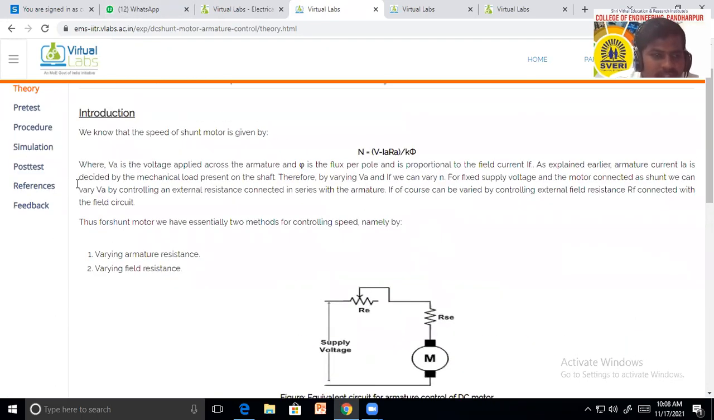Here it is a series motor, it can be considered. See, as well as the shunt motor, it is also similar. We know that the speed of a shunt motor can be given, it will be like this.